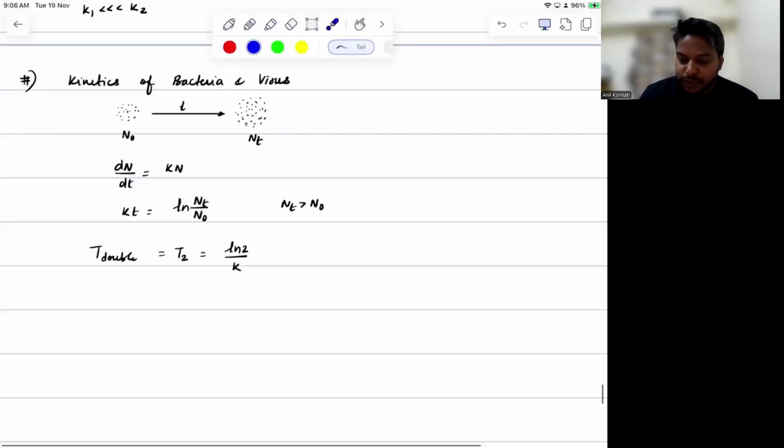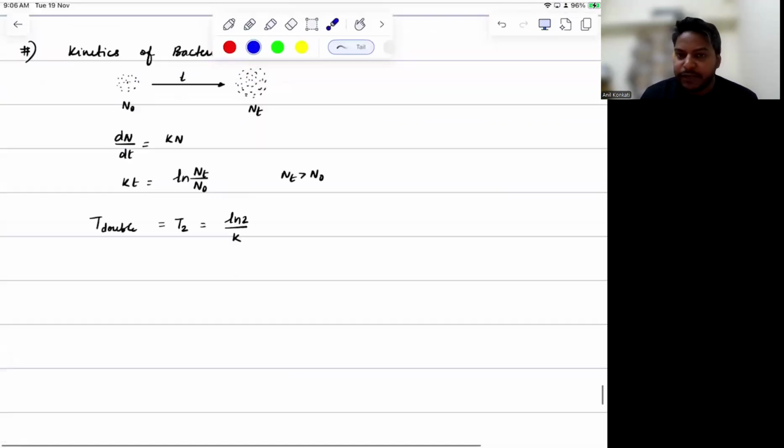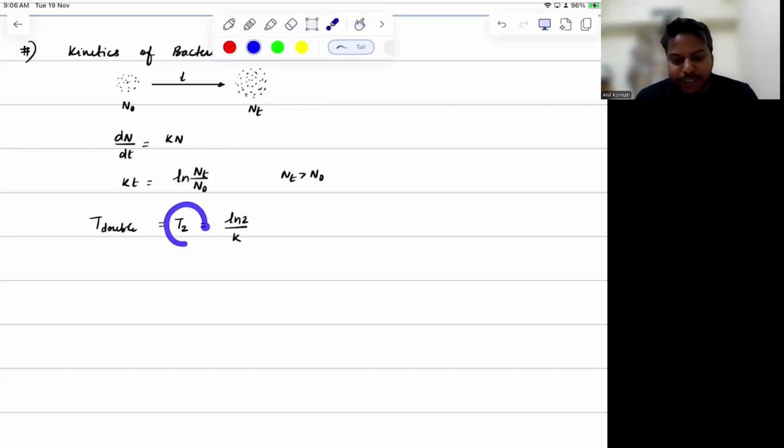I hope all of you got this, how to use the cases of bacteria and virus. Simply, most of the questions you are asked are about how much time it has taken to double, or after these many doubling times, what would happen, and so on. Okay.